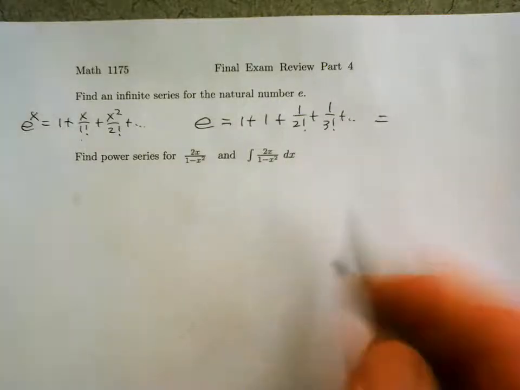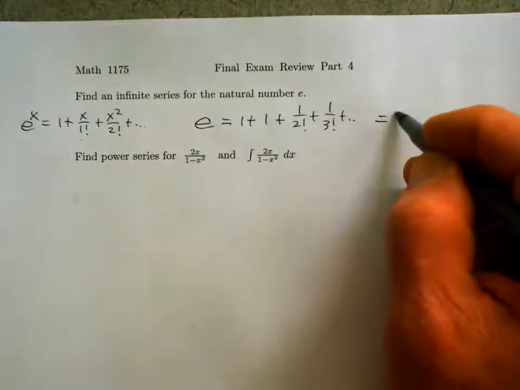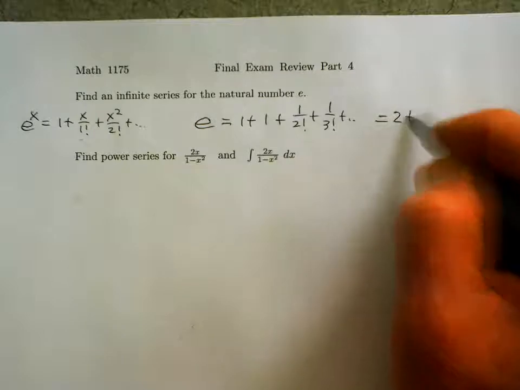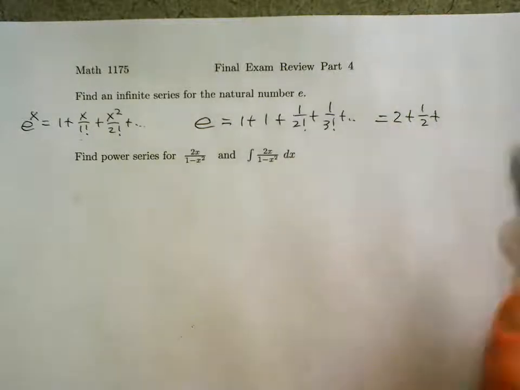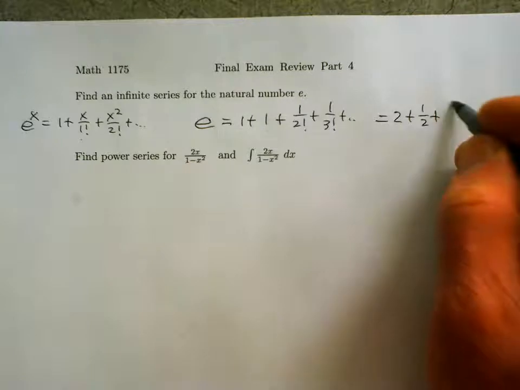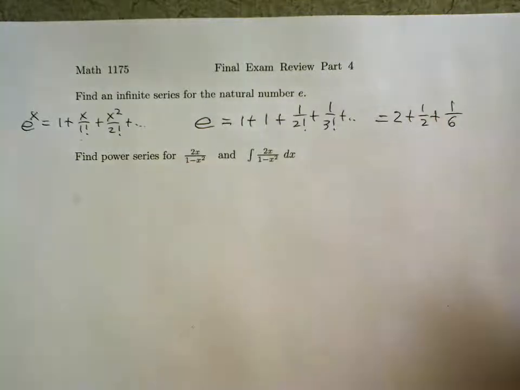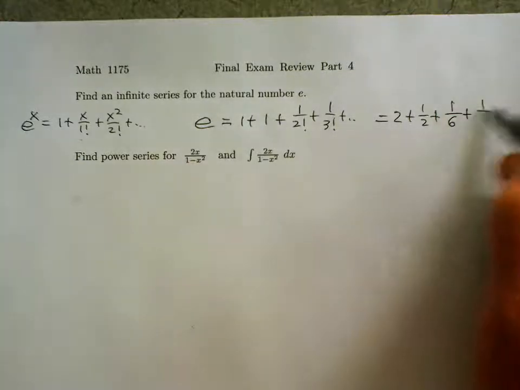So if you want to write some of those numbers out, you can write 1 plus 1 is 2, and then plus 1/2 plus 1/6, because 3 factorial is 3 times 2, and then plus 1 over 24, and so on.